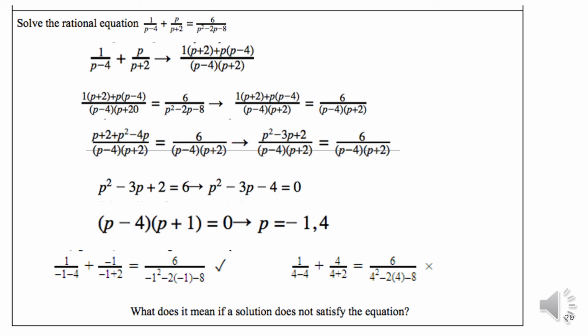Why? Where is the issue? If you're looking at 1 over 4 minus 4 and saying that that's the problem, you're correct. 1 over 4 minus 4 becomes 1 over 0, and we know that that's not possible. Therefore, we call that an extraneous solution.